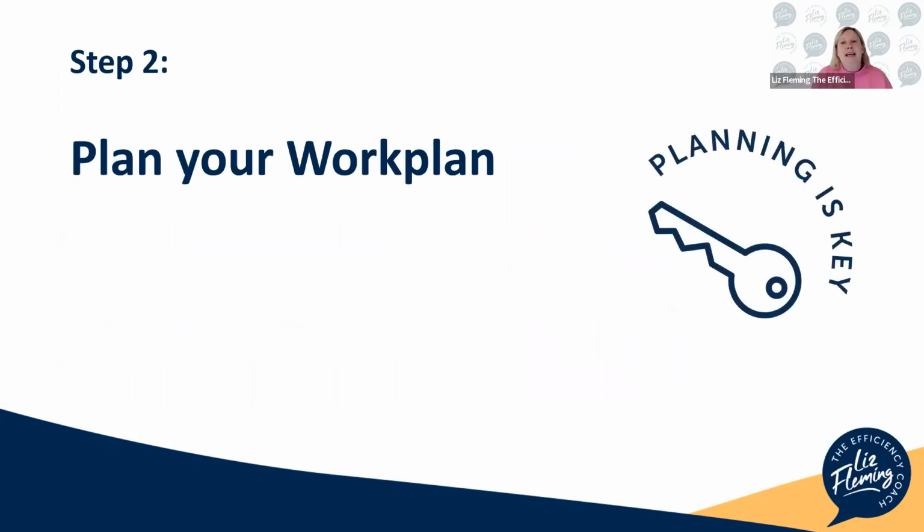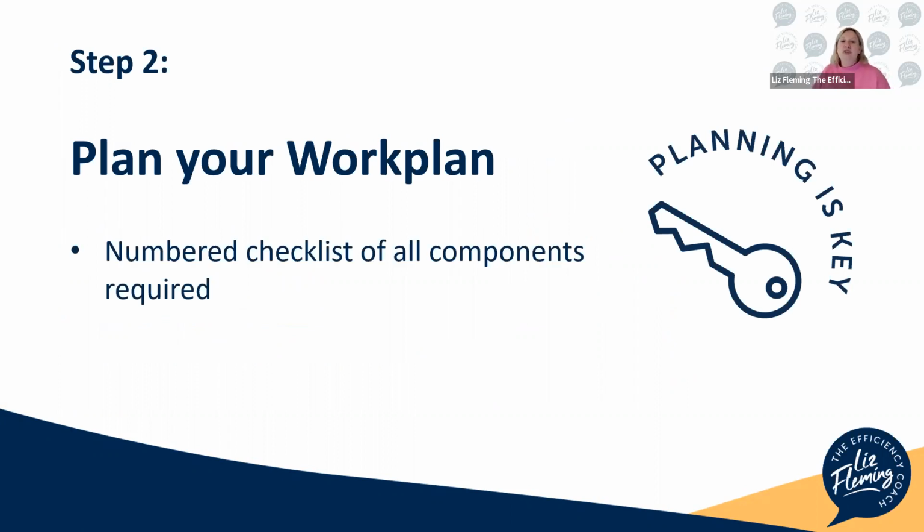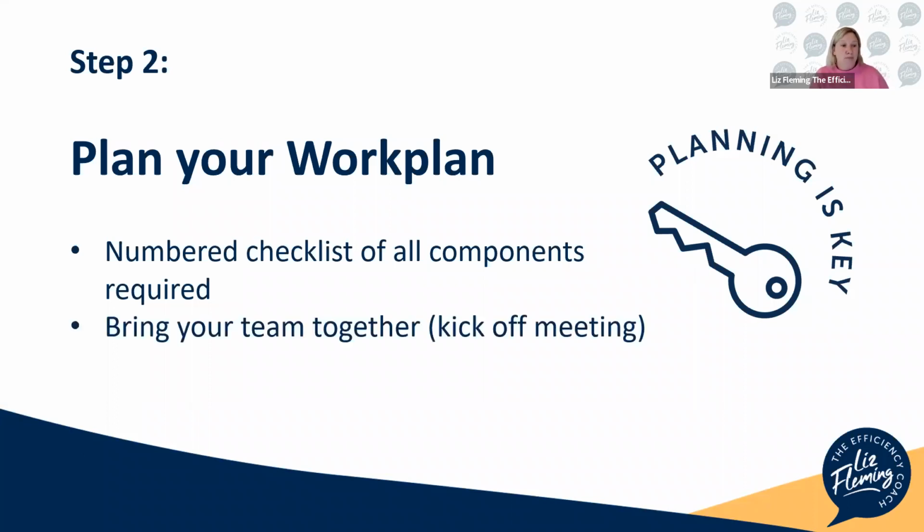Step 2 is planning our work plan. So we want to create a numbered checklist of all the components required. So every grant program is different. They ask for different things. They ask for different questions. They ask for different information. And we need to outline exactly what it is that we need and who we're going to get it from, or who's going to do it.